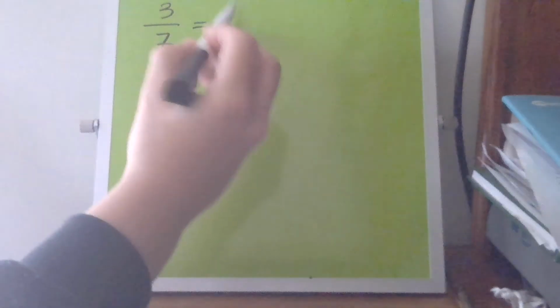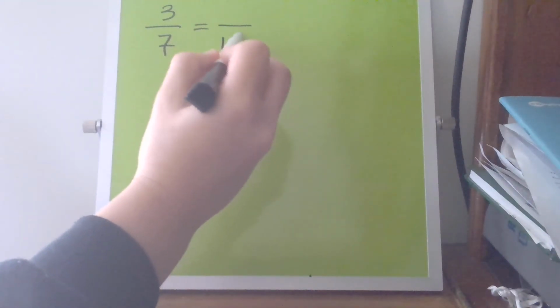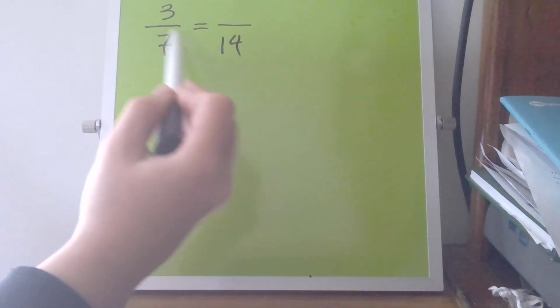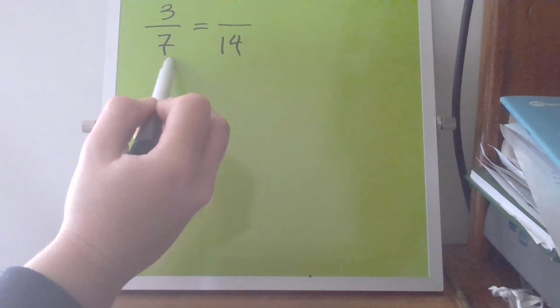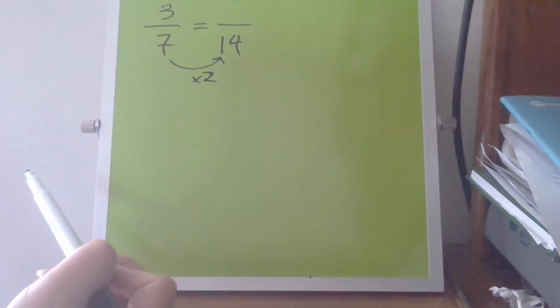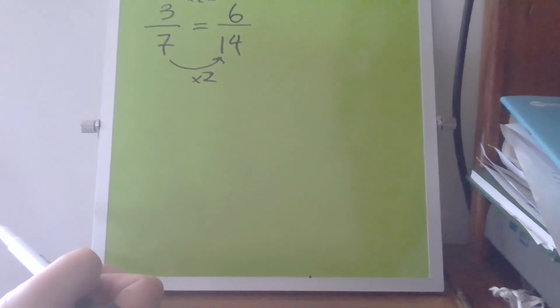Now, using that same trick that we just did, multiplying by whatever number, we can find an equivalent fraction for any fraction we want. So, for example, if we have 3/7, but we actually want to turn it into 14ths, all we have to do is look at what happened to the denominator. 7 times by 2, or doubled, would make 14. So we're going to times by 2 over here. 3 times 2 makes 6.